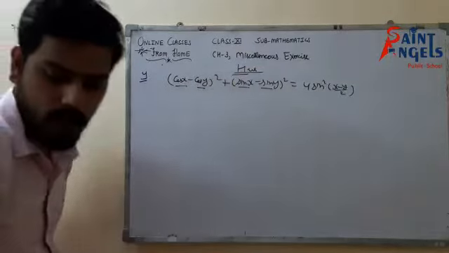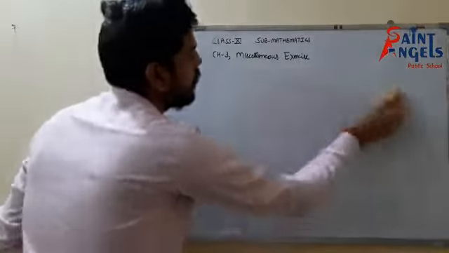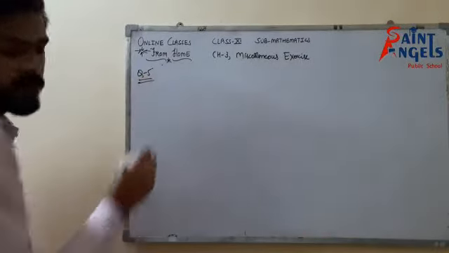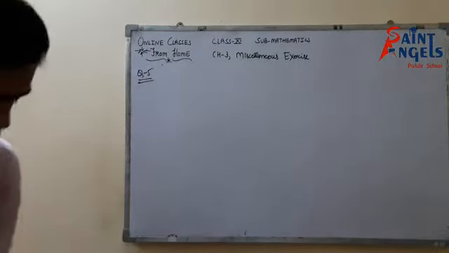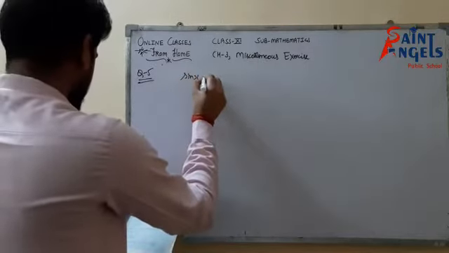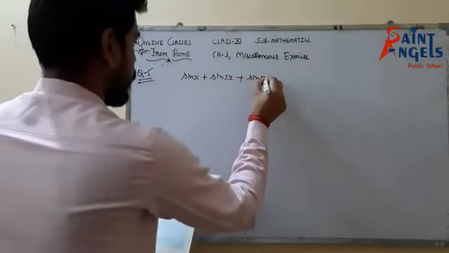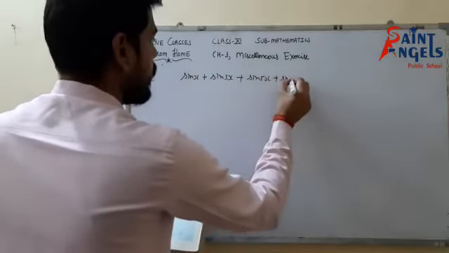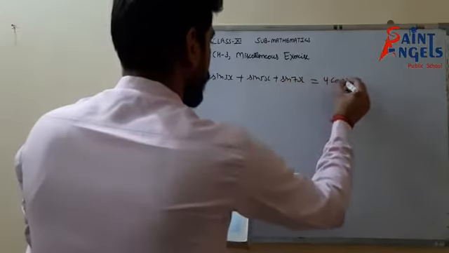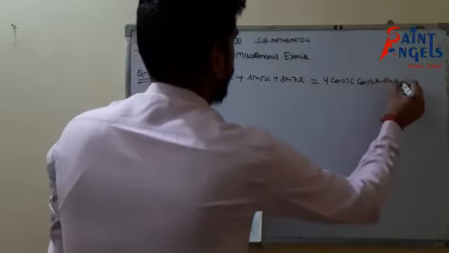Okay friends, now look at question number 5. Question number 5 says that sin x plus sin 3x plus sin 5x plus sin 7x equals 4 cos x cos 2x sin 4x.